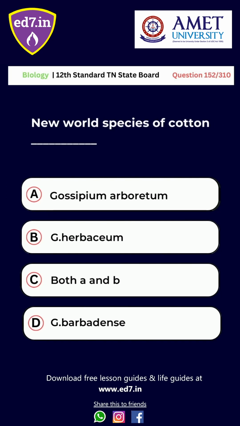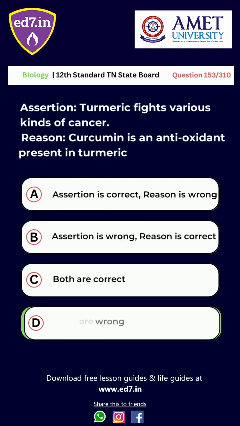Question number 152. New World species of cotton. Option A. Gossypium arboreum, B. G. herbaceum, C. both A and B, D. G. barbadense. And the right answer for this question is option D. G. barbadense.